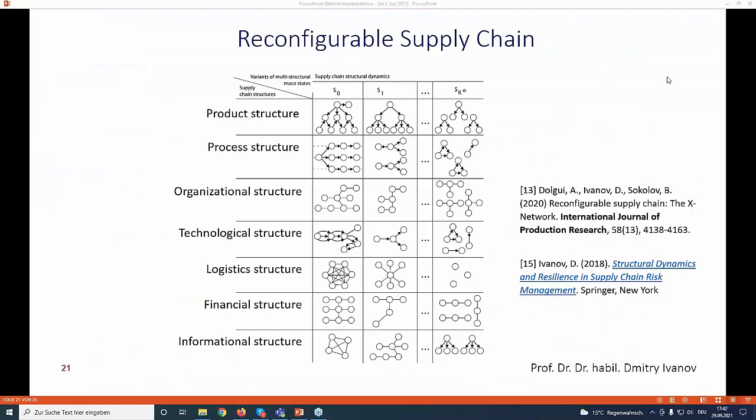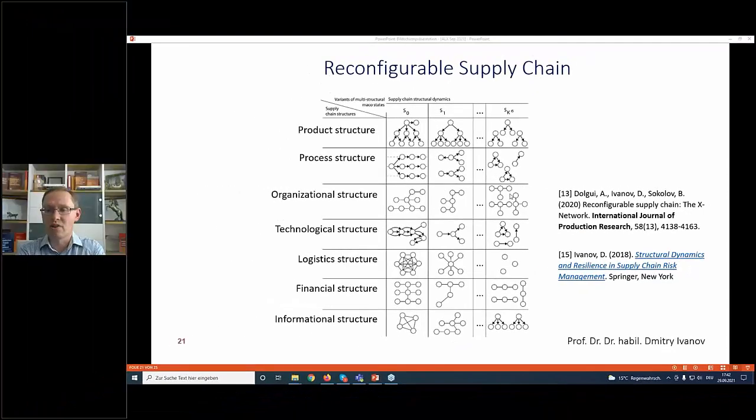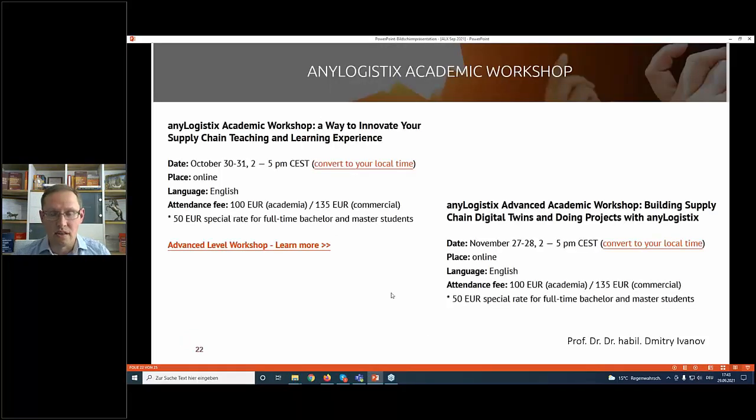So, okay, now I think you've got a kind of understanding of what happens in anyLogistix when we simulate different disruption scenarios, like COVID, but also different other scenarios can be simulated, and resilience of supply chains can be analyzed with consideration of different uncertainties in demand, supply, and logistics, whatever we consider, right?